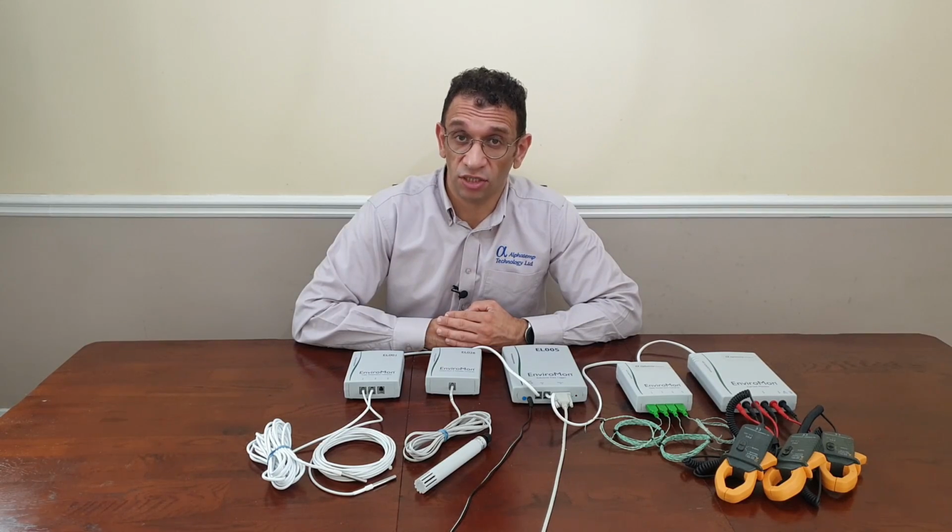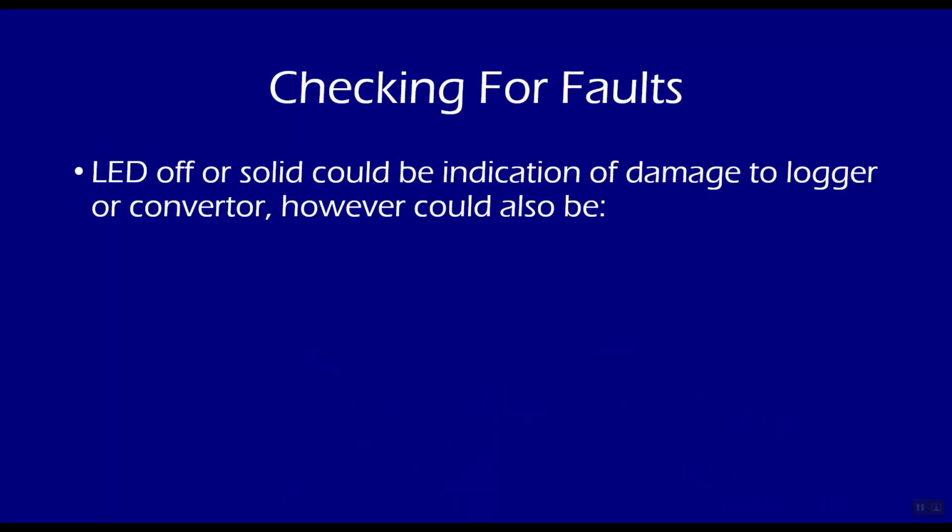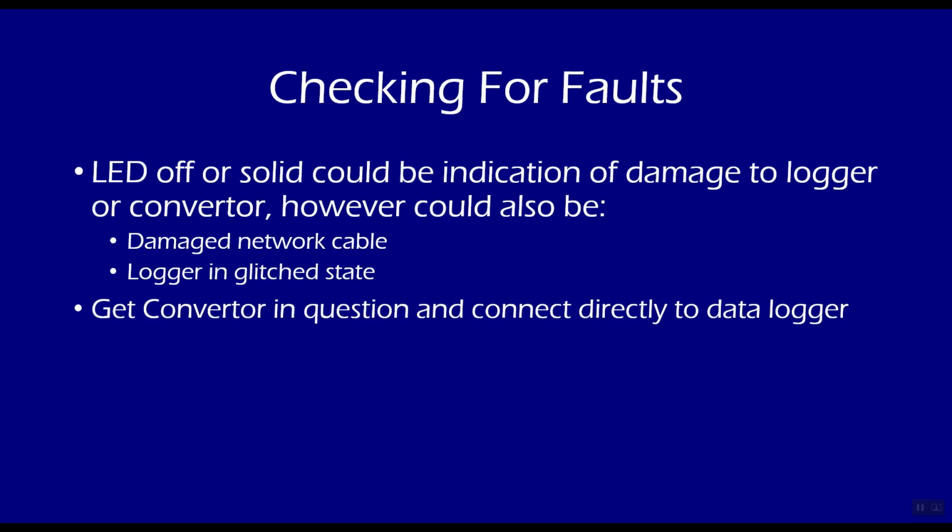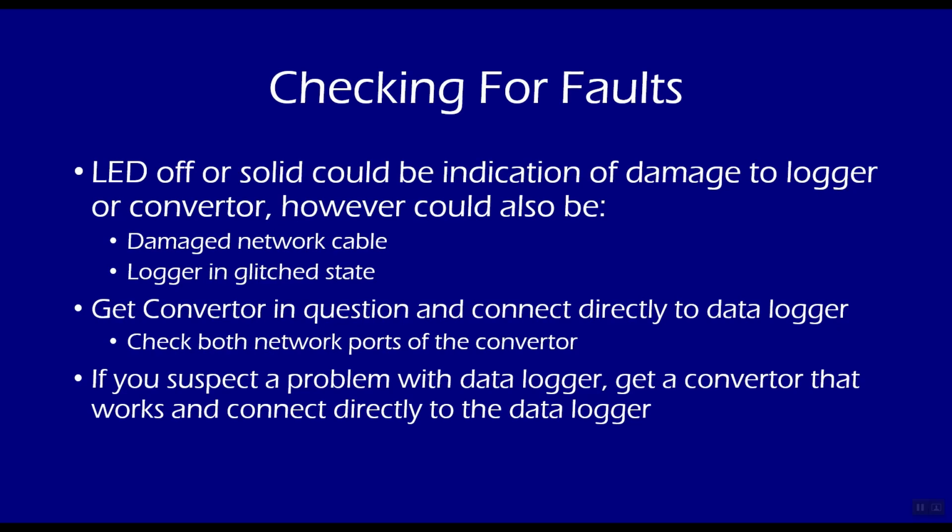If the LED on the logger is off or is solid, it may be an indication that there is damage to the logger or the converter. However, this could also be a problem with the converter or network cable, or it could be the fact that the logger is in a glitch state, as we've covered earlier in the video. In any case, the best thing you can do is get the converter that you suspect is having an issue and connect it to the logger on its own, and try using each of the ports to see if it's working correctly. If you suspect there's a problem with the data logger, then also get a converter that you think is working fine and try plugging it into each of the ports on the data logger.